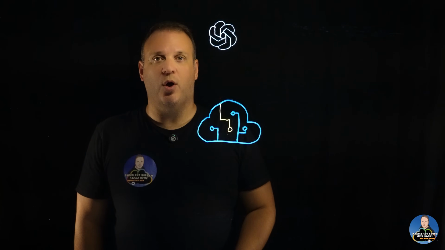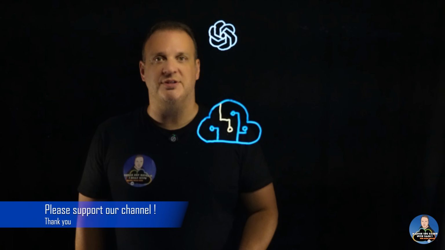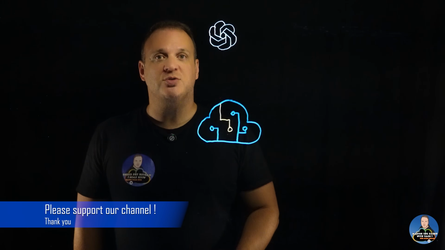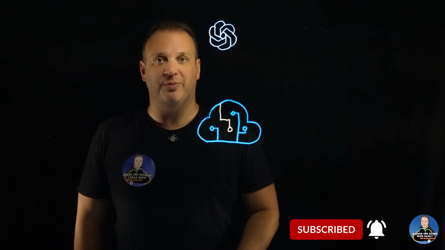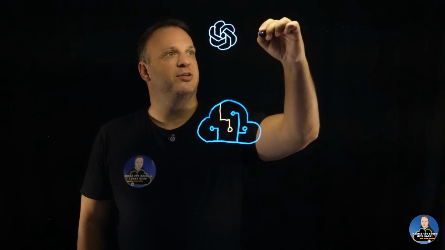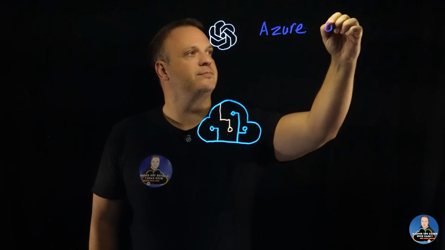So, we want to build our own ChatGPT in Azure. For that, of course, we need to deploy a couple of resources in Azure. The first resource we need is one to answer the user's questions automatically. I don't know if you recognize the logo, but it's the Azure OpenAI service.